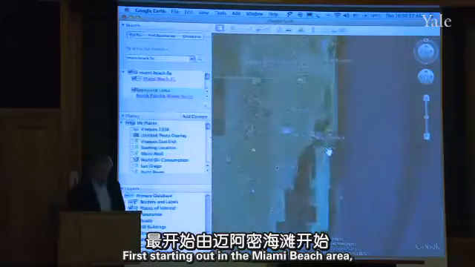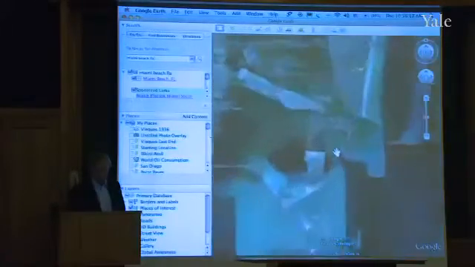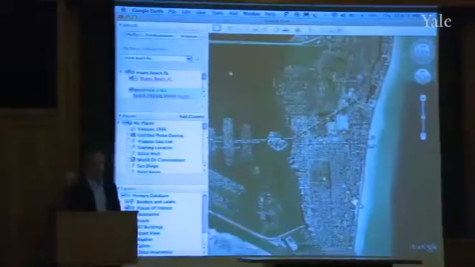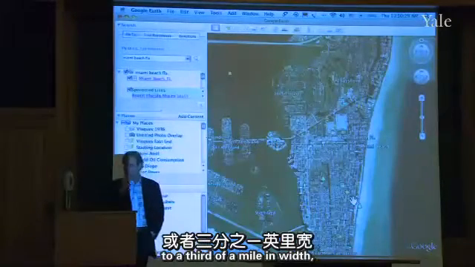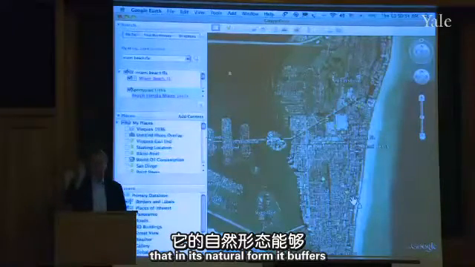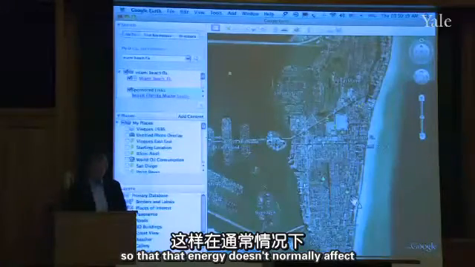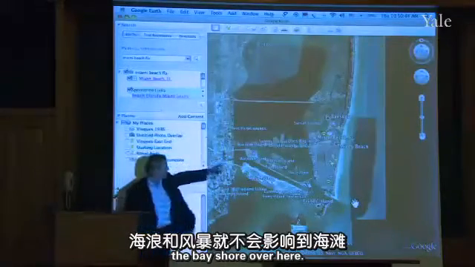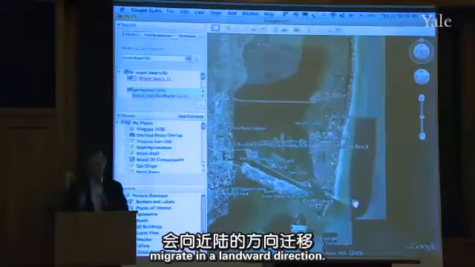First, starting out in the Miami Beach area, and here, as we zoom in, you begin to see the intensity of development, but you also are looking at a barrier island. This is one of those thin strands of sand, in this case maybe a quarter to a third of a mile in width, that in its natural form buffers the energy from waves and storms, so that that energy doesn't normally affect the bayshore over here. So this barrier island wants to migrate in a landward direction.